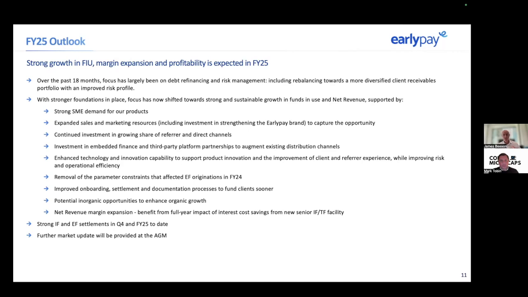So new business momentum is strong, and coupled with the margin expansion that we expect in 25, tight cost control and strong risk management, we expect to have a strong 2025. And we'll provide an update at the AGM.